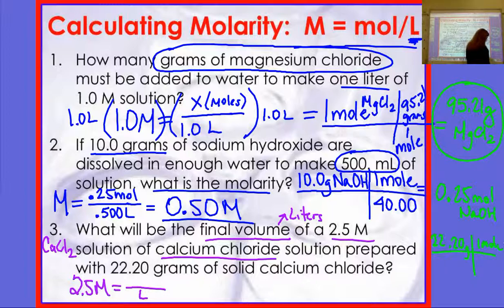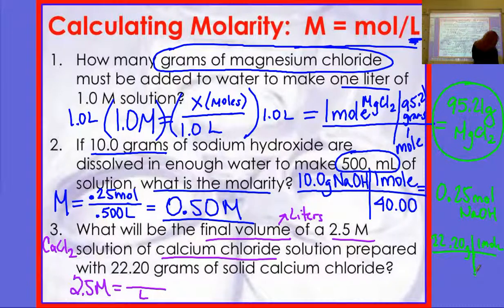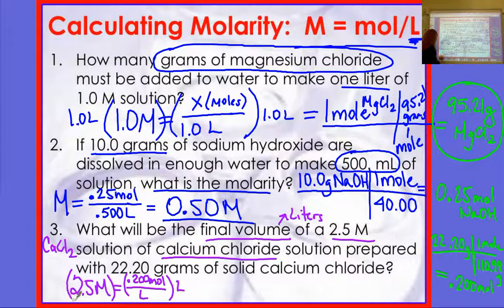Looking up the mass on the periodic table of calcium chloride, it's 110.98 grams. When you divide that, that comes out to be 0.2 moles. So plugging 0.2 moles into our equation, you've got to get liters into the numerator because it's in the denominator. So I multiply both sides.